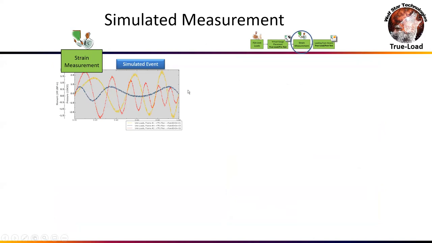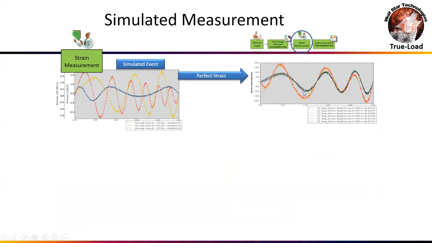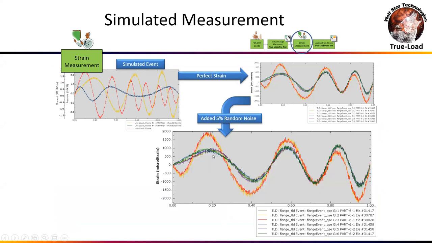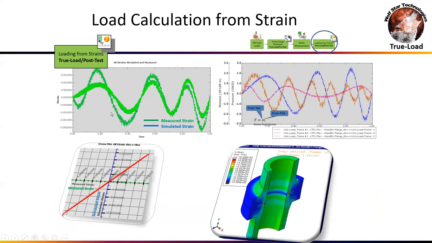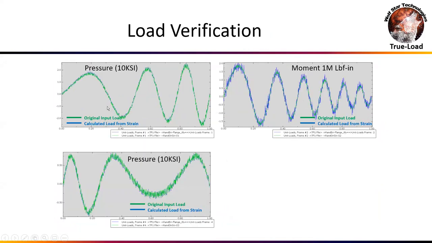And again, we generated some simulated loads on the structure, which generated simulated strains. We put some random noise on those simulated strains. And then again, we've got the measured strains versus simulated strain plots showing that we're getting nearly perfect correlation. And this is our loading functions now. You can see our original input loads versus the calculated loads from TrueLoad, just showing how well we're able to recover the original loading with the software.